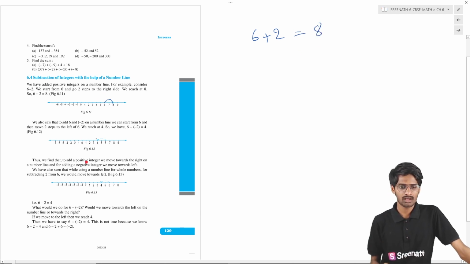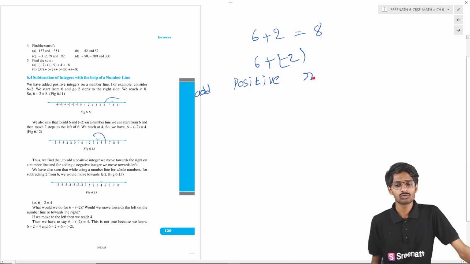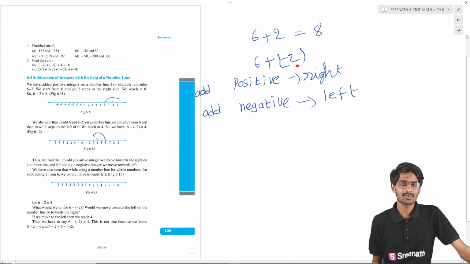If you want to add a positive integer, we move to the right side. Suppose you want to add a negative integer, from 6 what we do is move to the left side. So 6 plus of minus 2, if you want to add minus 2, we move to the left side. Why? Because if you move towards the right side, that becomes 8.